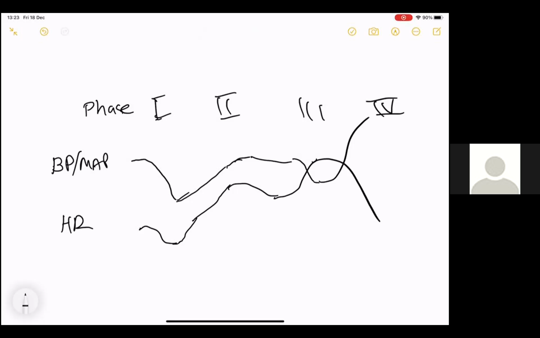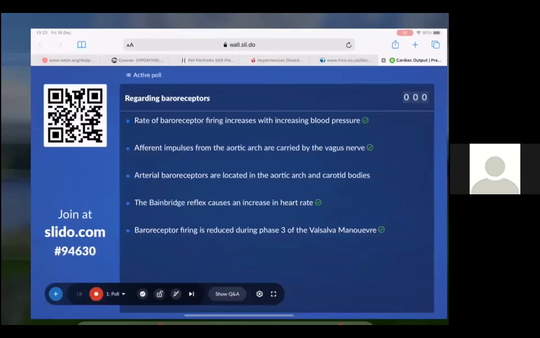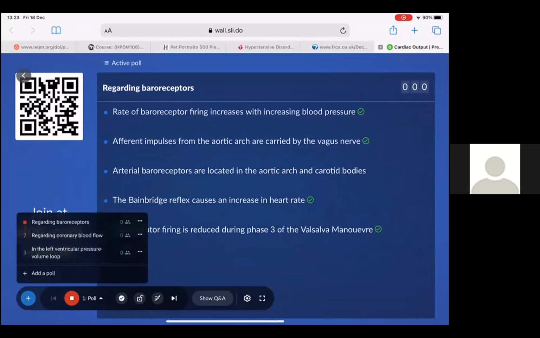Cool. That would be quite an easy thing to examine in the new system, because they could just pull up a graph with phases 1, 2, 3, 4, and ask which flow happens here, phase 1, which flow happens in phase 2. Yeah. Cool.